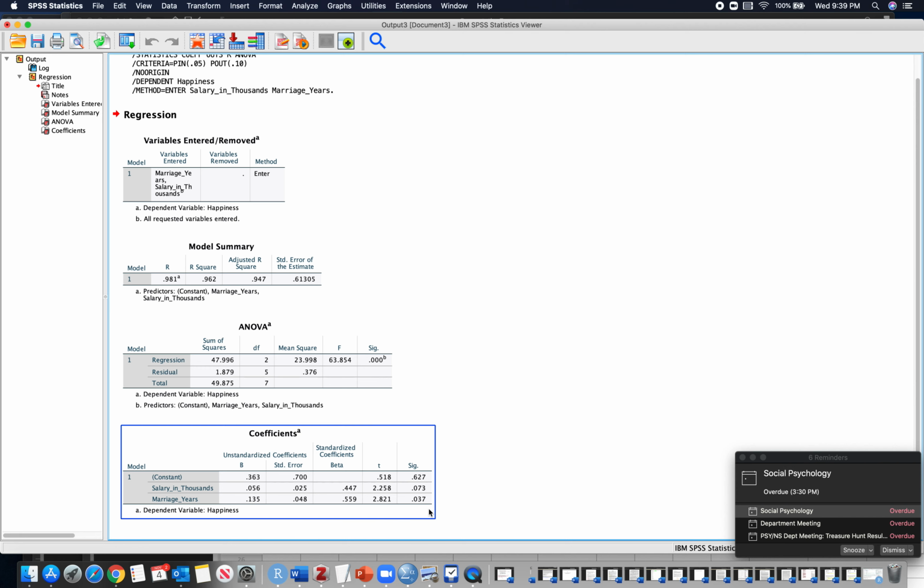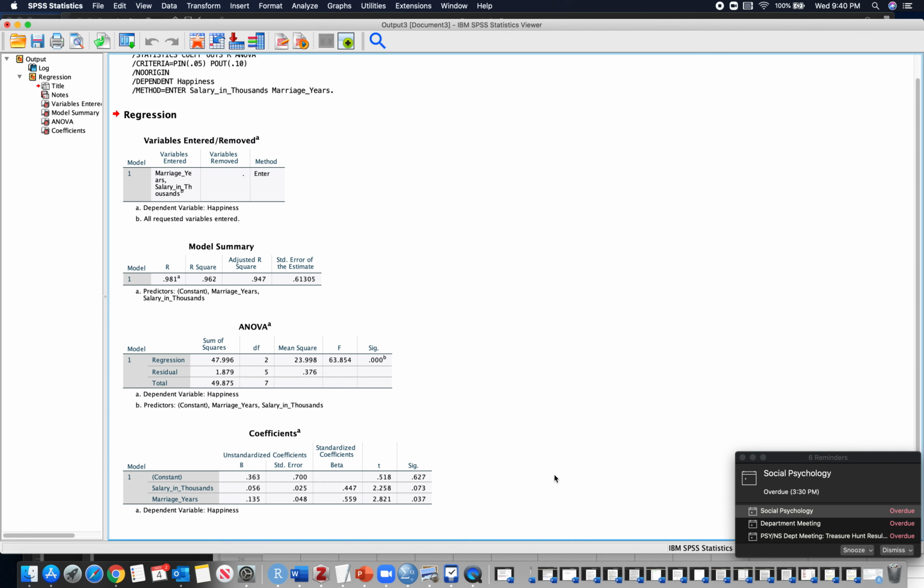The other thing we need to know is significance. So the effect of pure salary on happiness is not significant, so we know nothing. The effect of pure marriage on happiness is significant, so we know that because this is a positive relationship, being married significantly increases happiness. That's what we know, right? But ultimately, our original question, does salary predict happiness above and beyond marriage? No, it does not. Pure salary does not predict happiness.